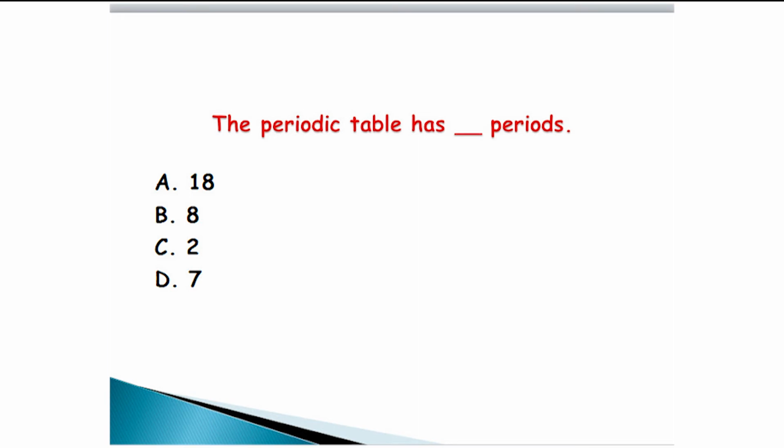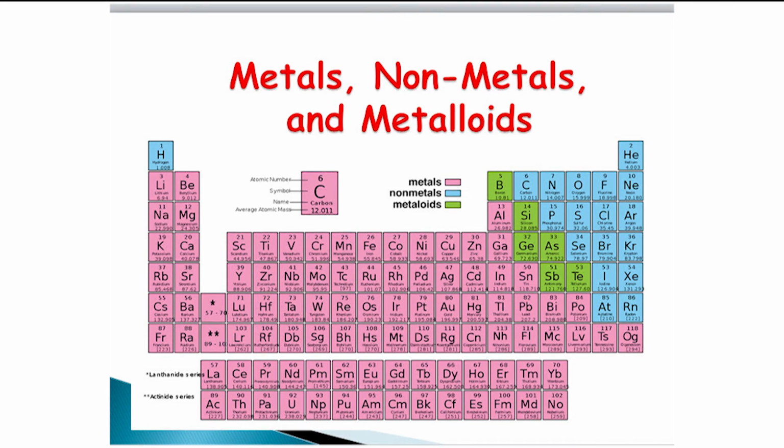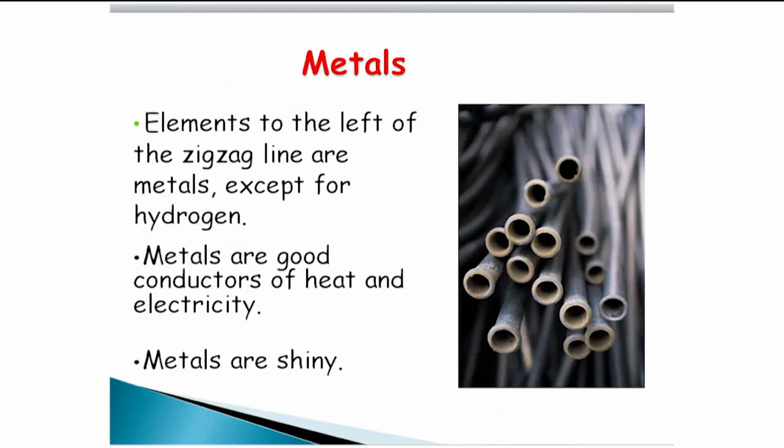How many periods do we have in the periodic table? If your answer is 7, you're correct. In front of me, 3 elements: copper, oxygen, and silicon. Do you know what they represent? They represent metals, nonmetals, and metalloids. In the periodic table, there's a zigzag line which divides the 3 major categories: the metals, nonmetals, and metalloids. Let's discover metals. Elements to the left of the zigzag line are metals, except for hydrogen.